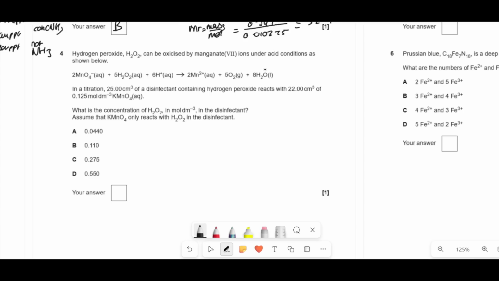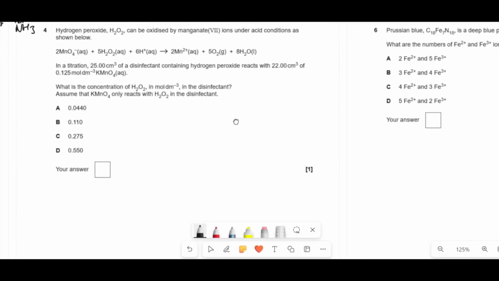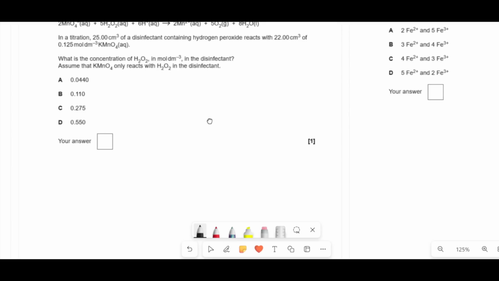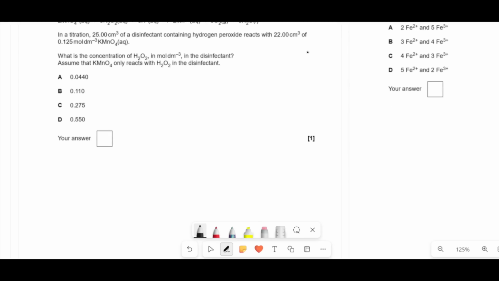Hydrogen peroxide, H2O2, can be oxidized by manganate ions under acidic conditions as shown. 2MnO4- plus 5H2O2 plus 6H+ gives you 2Mn2+ plus 5O2 and 8H2O. Fine. In a titration, 25 cm³ of a disinfectant that contains hydrogen peroxide reacts with 22 cm³ of this stuff here. What is the concentration of H2O2 in the disinfectant? Assume that only this KMnO4 reacts with the H2O2 in this disinfectant.